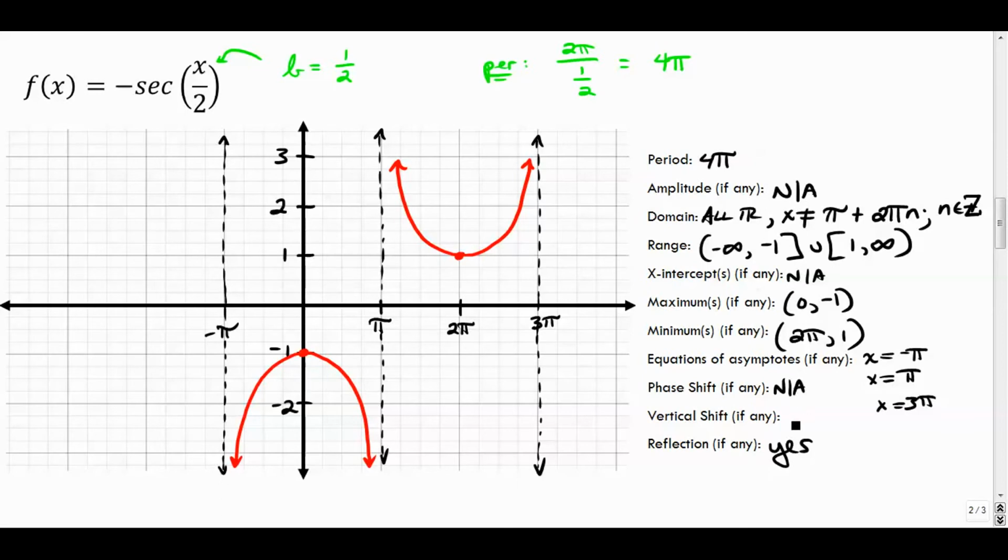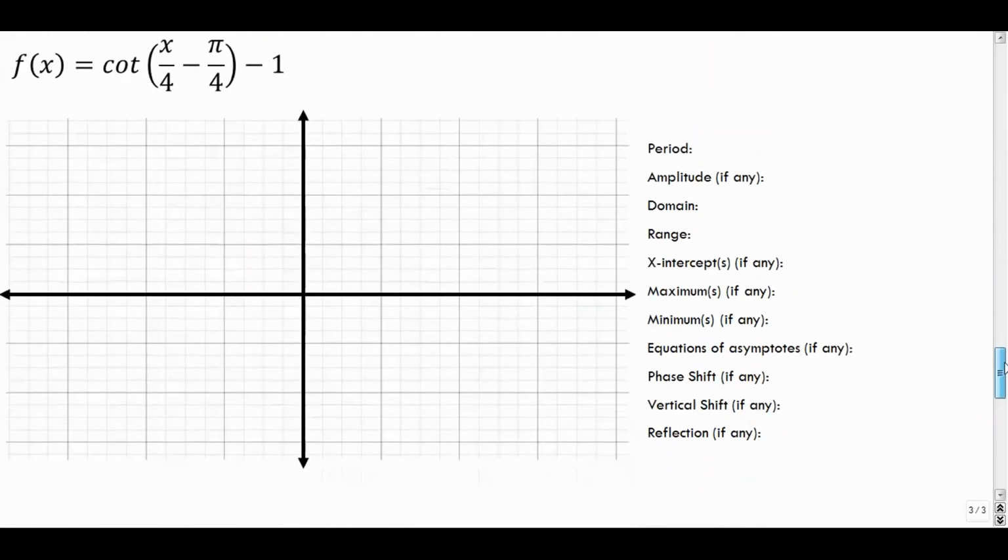This thing didn't phase shift and it did not vertical shift. It reflected and the period doubled. So there you go. Last one.